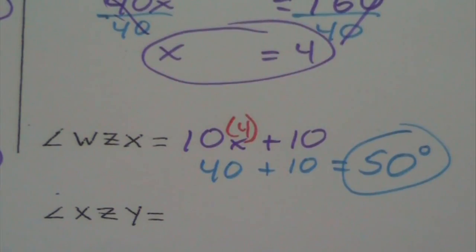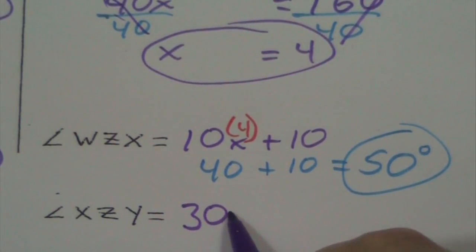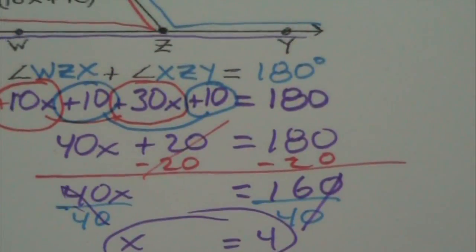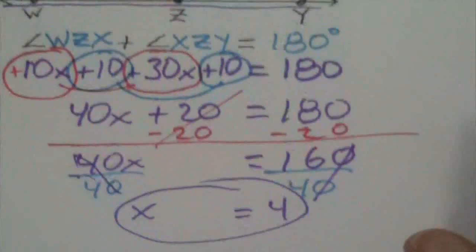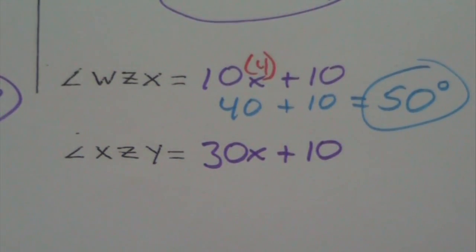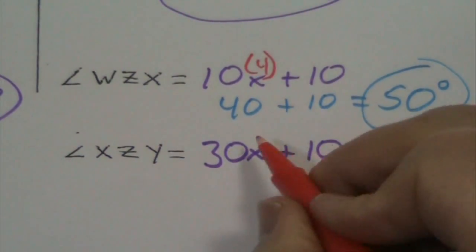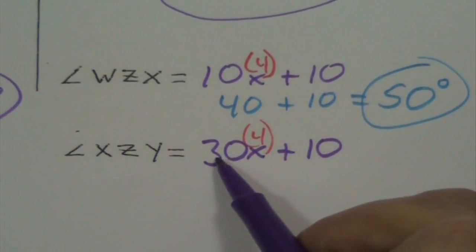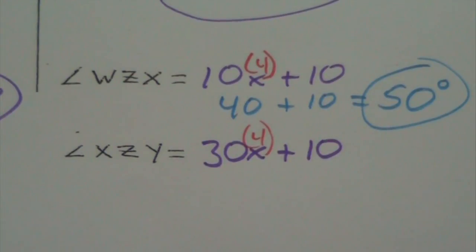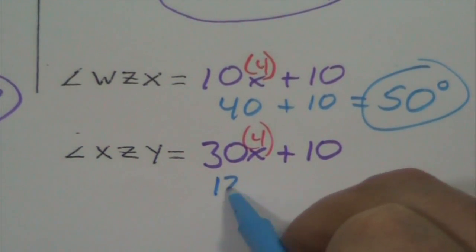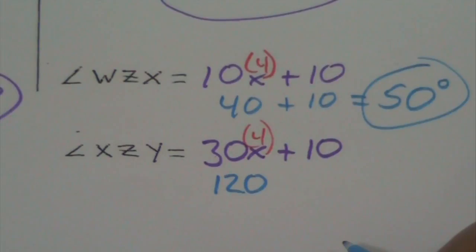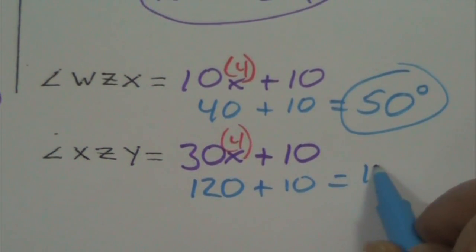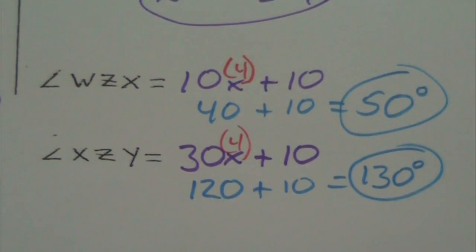All right, and the other one was 30x plus 10. Okay, let me make sure that's right. 30x plus 10. Okay, so again, I'm going to go ahead and substitute that x with the 4, because that's what x is. So now I have 30 times 4. Well, 3 times 4 is 12, and I just add a 0. Plus 10. And that would give me 130 degrees.